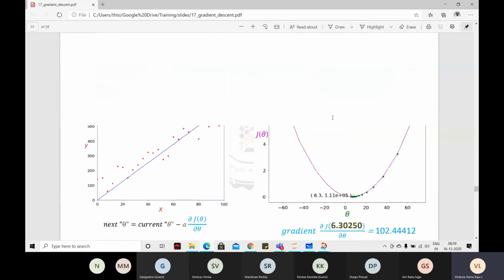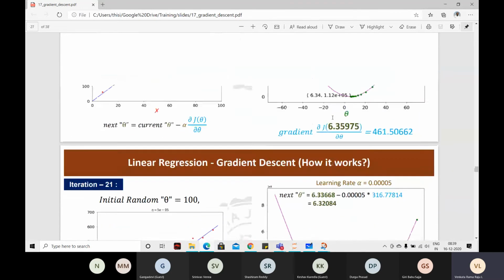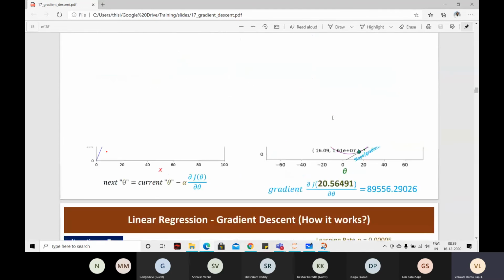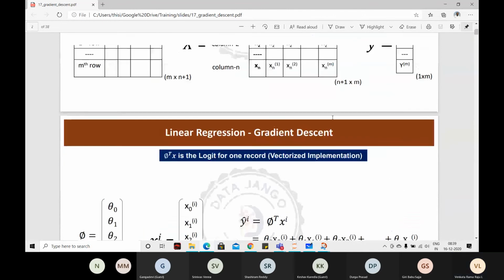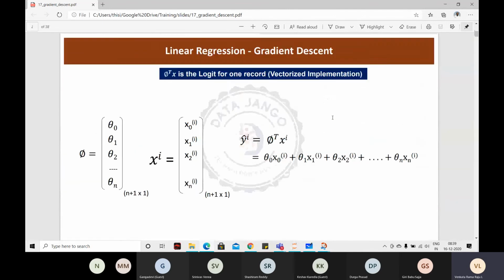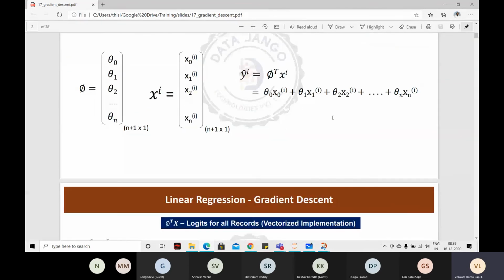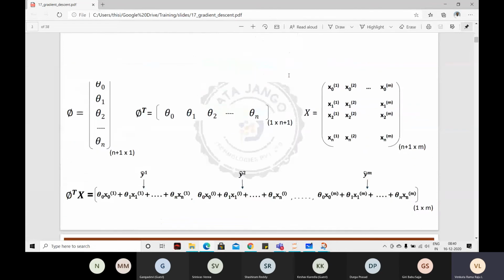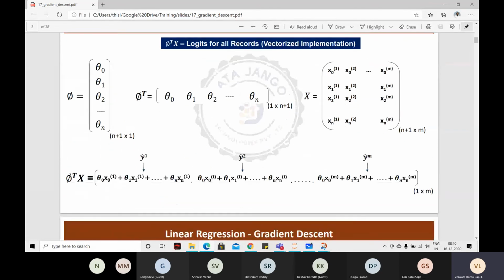Now, to make predictions on the whole data, how can we use matrix manipulation? That's what I'm trying to show. On a single row, it is theta transpose x_i. On the whole data also, theta transpose x. This theta transpose x is the way to calculate predictions of the whole data set in a single shot after finding the best thetas.